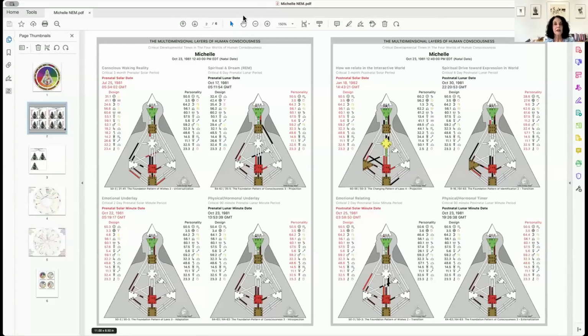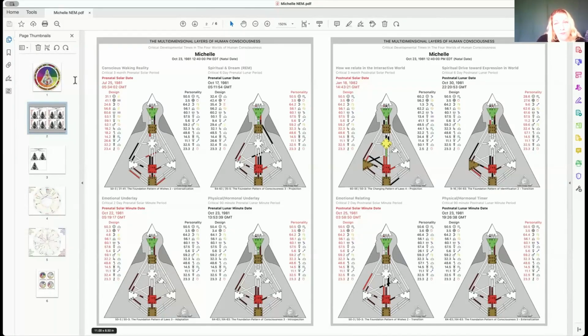Okay. I will share my screen, and feel free to interrupt me at any point if you have any questions or comments. Okay. Come on. Okay. Can you see the screen?